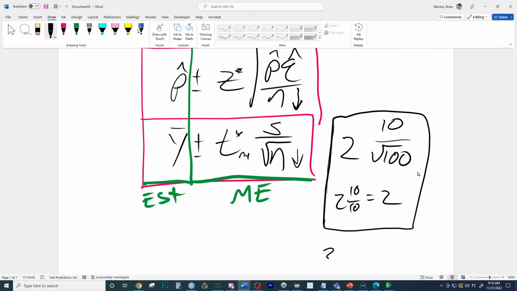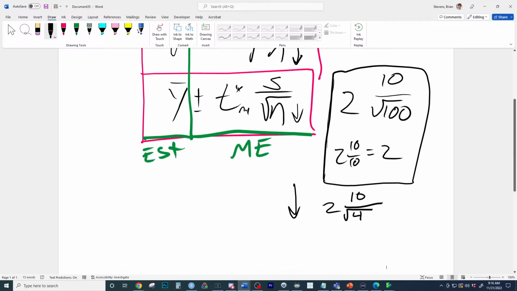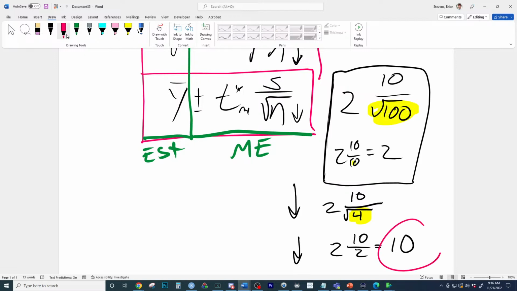So if we do 2 times 10 over the square root of, let's say, 4, which is much smaller, now we decreased it. So that's a smaller sample size for n. Now we get 2 times 10 over 2, which is equal to 2 times 5, which is equal to 10. So if we look at what happens when we decrease this sample size, decreasing the sample size from 100 to 4 made a larger margin of error. So the margin of error got larger.